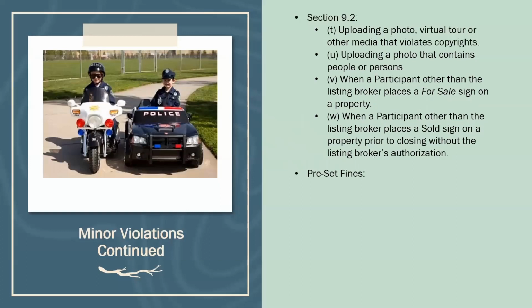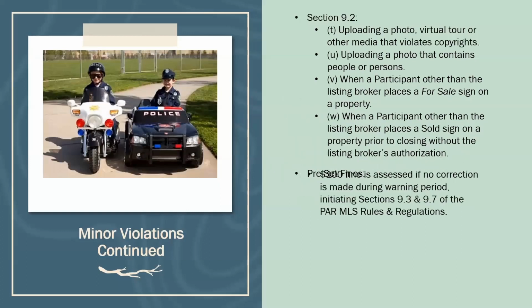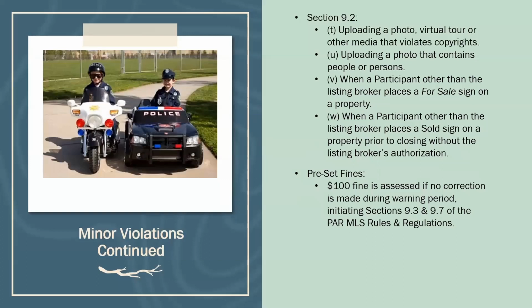The preset fine for minor violations is a $100 fine. It's assessed if no correction is made during the warning period. Remember, minor violations give you a warning. So you get a notice. You have 2 business days to correct it. If you don't correct it in 2 business days, you're going to get hit with a $100 fine.